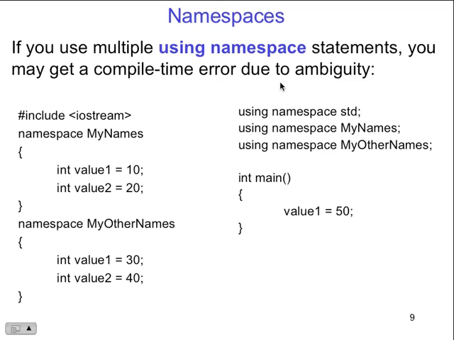Although this was put in as a solution to environment variables and to conflicts with duplicate identifier names, as we see in this particular example, it can cause ambiguity as well. Here, how do you know, because you've got my names and my other names included, which value 1 are we actually setting? And we're going to get the same compiler error as if we didn't include a namespace at all. And we had all these libraries in there, and one of them has 2 of the same identifier in there.